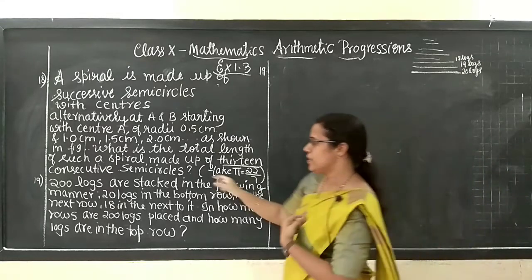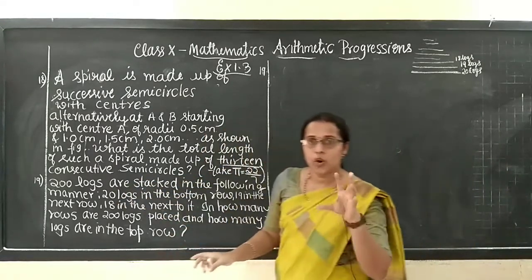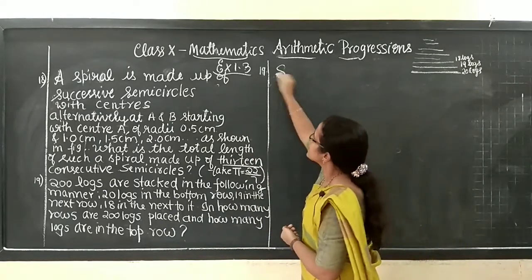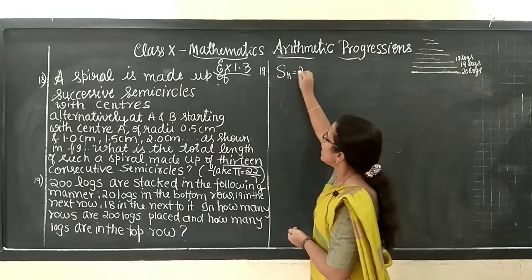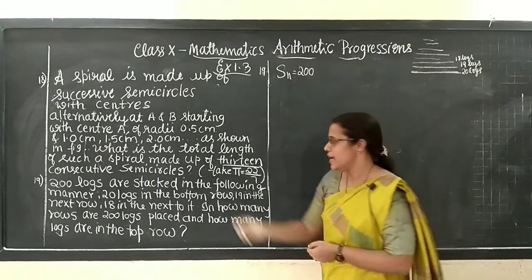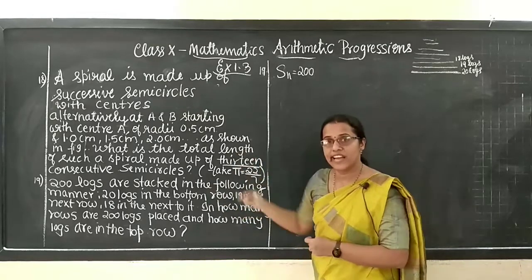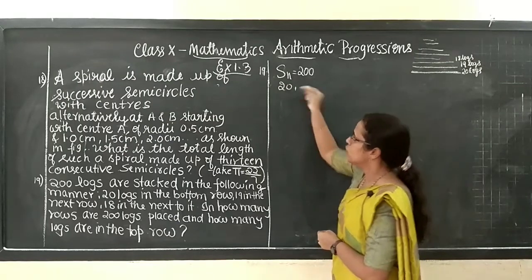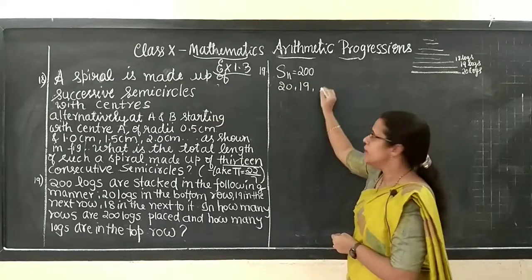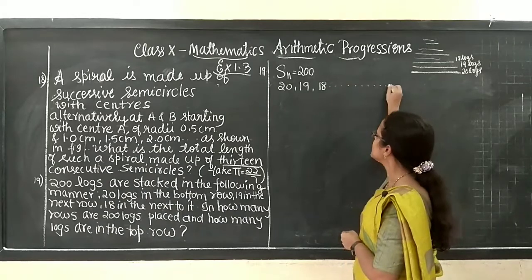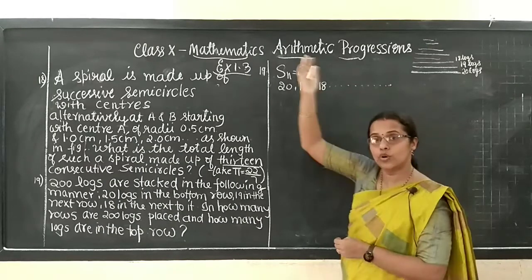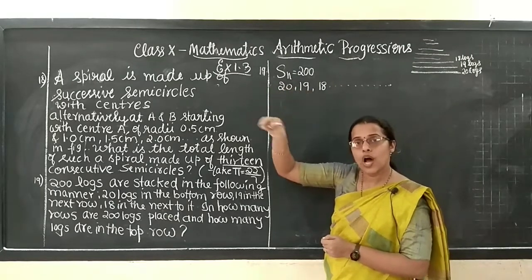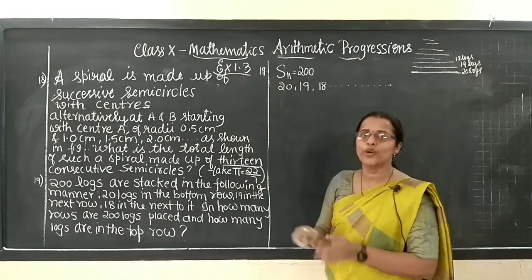Okay. So see here, 200 blocks are stacked, so what is the total number of blocks? That is 200, called as Sn. 200 blocks are there. Okay, so then how did they stack them? How did they arrange? 20 blocks in the bottom row, then 19 in the next row, then 18 in the next row, like this. In the final row, how many are there? In that particular row, how many blocks are there? Both you have to find out.